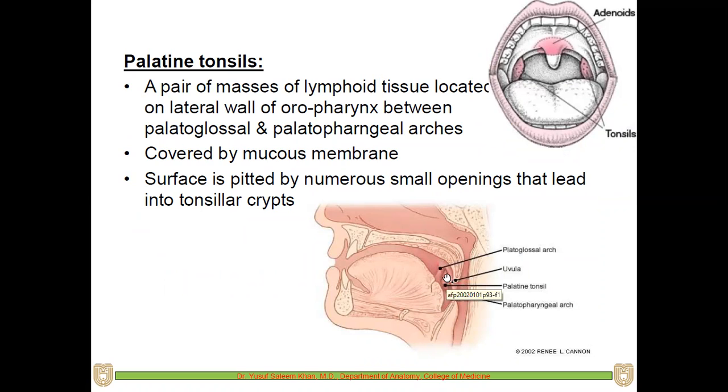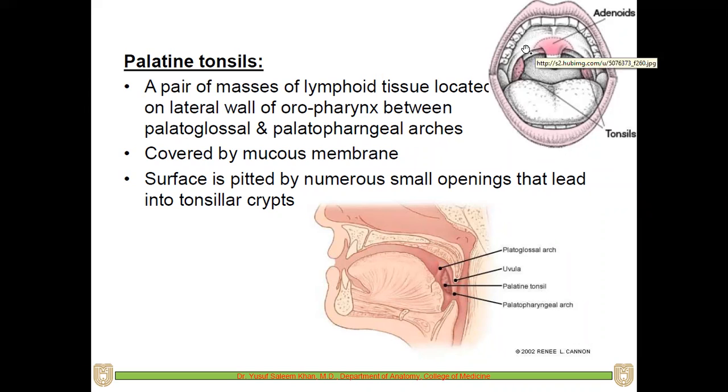Now we'll go into some more details about this tonsil, which is present, again, in the head and neck, especially in the posterior part of the oral cavity. The palatine tonsils are masses of lymphoid tissue located on the lateral wall of the oropharynx. They are present on either side of the oropharynx, between the palatoglossal and the palatopharyngeal arches.